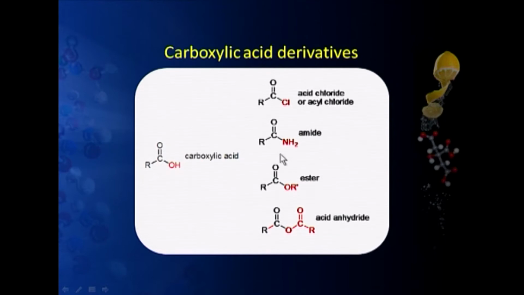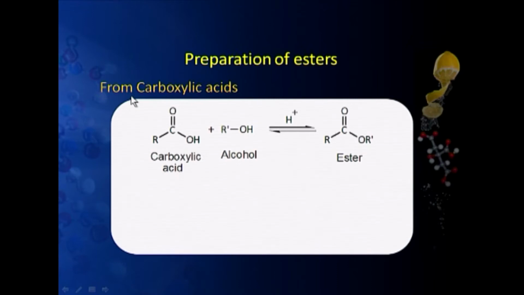As today we are going to discuss esters, and esters are less reactive than acid chlorides and acid anhydrides, they can be obtained from both of these, but they cannot be obtained from amides because amides are less reactive. So let us discuss first the methods for the preparation of esters. The very first method is that esters can be obtained from carboxylic acids.